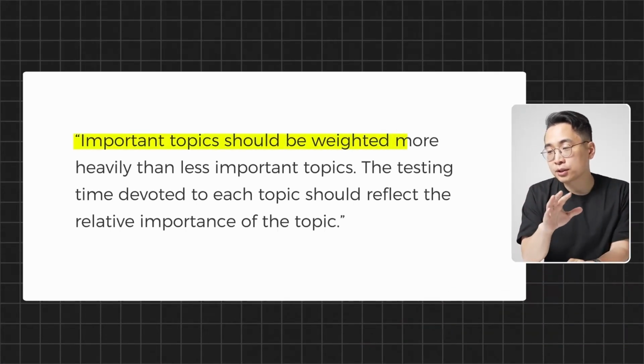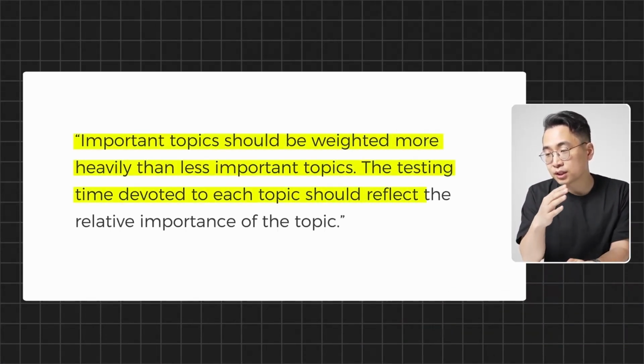Key point number 2. The number of questions is proportional to the topic's importance. This one may seem obvious, but more important topics have more questions than less important topics. The NBME says important topics should be weighted more heavily than less important topics. The testing time devoted to each topic should reflect the relative importance of the topic.